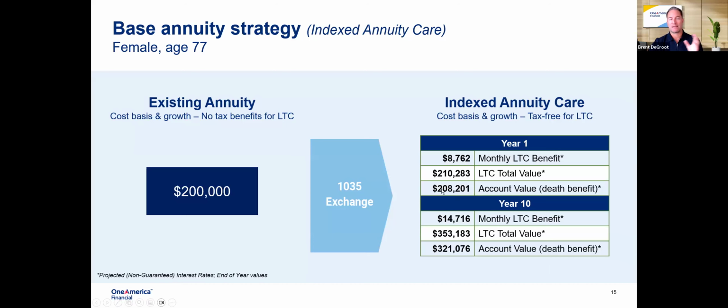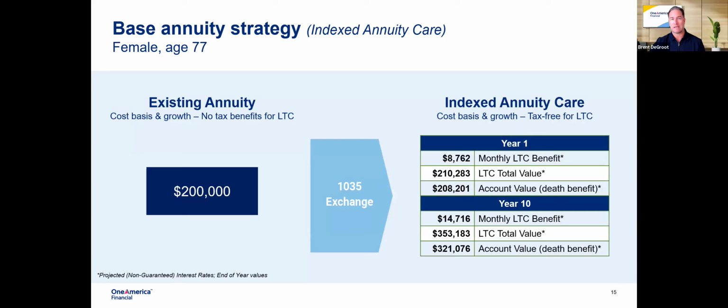But remember, I like to say not only the benefits are going to grow, but the money's going to grow as well. So if we look at that death value or death benefits or the account values there, 200,000 after year one has now grown to over 208,000. But she's 77. If she can answer no to those questions, likely she'll reach 87.